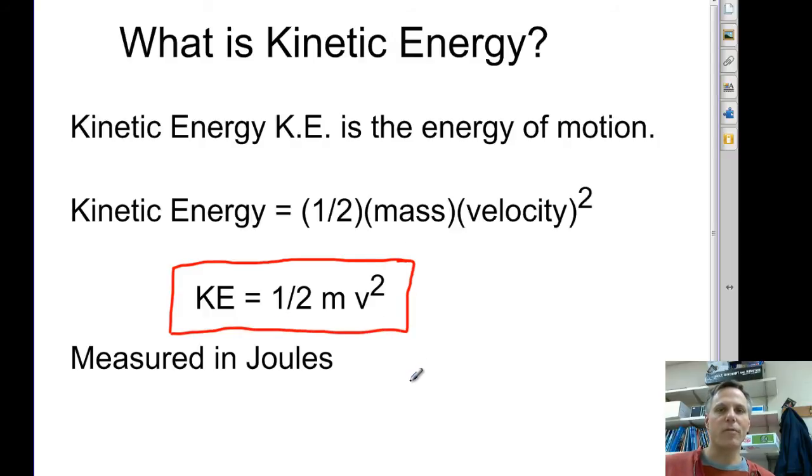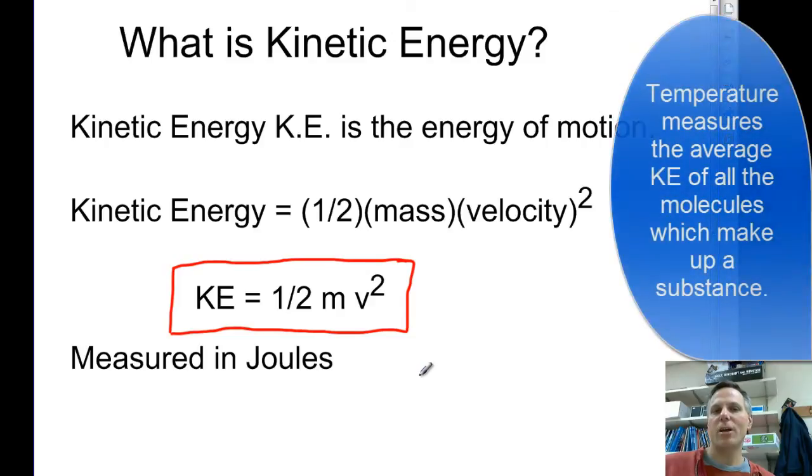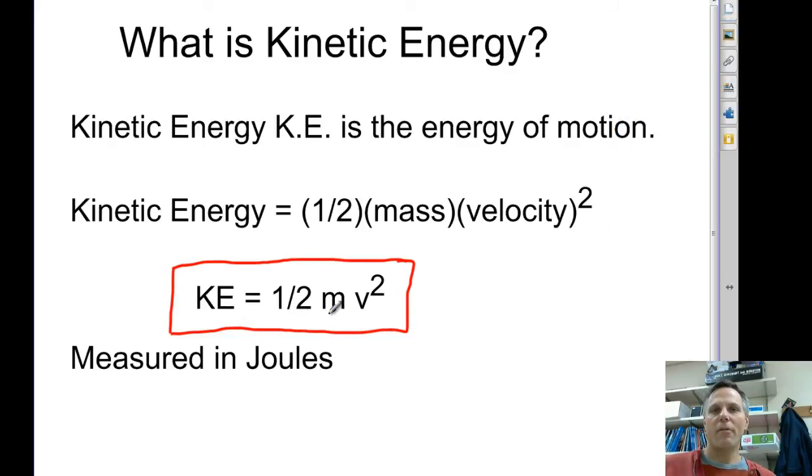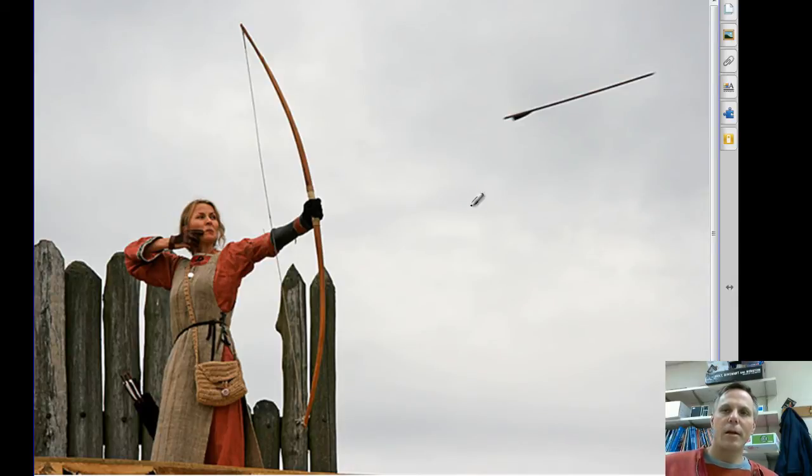When you're measuring the temperature of an object, you're actually measuring the average kinetic energy of that object, but that's chemistry. All right, so kinetic energy is simply 1/2 the mass of an object times its velocity squared. Since we're doing this all in SI units, because it's energy, it will be measured in joules. So let's take a couple examples here.